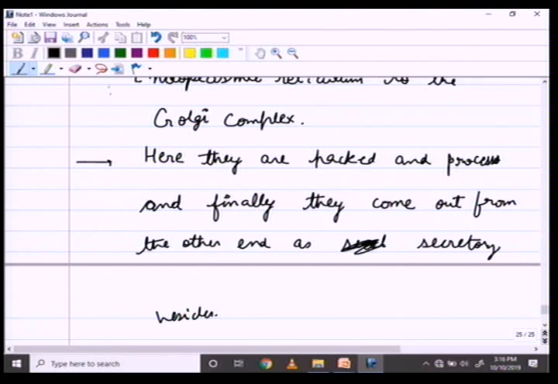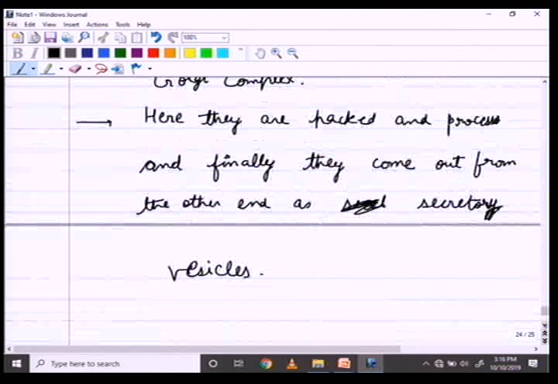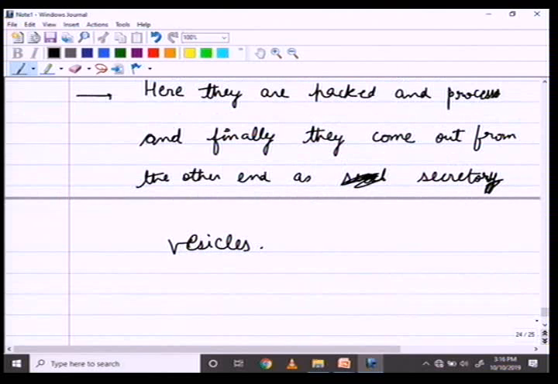Okay. Now these secretory vesicles will reach their destination. Okay, so this is the main function of the Golgi complex. I believe I cannot finish it. Let me see what I can do.